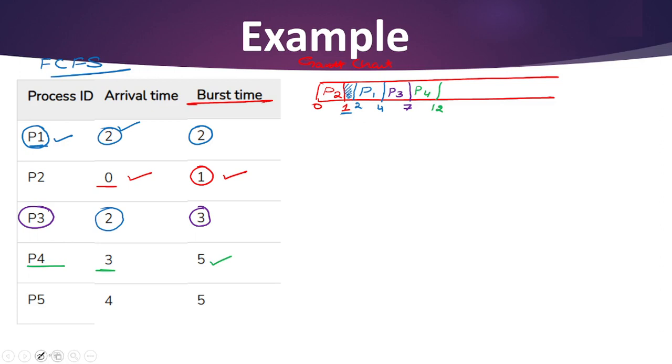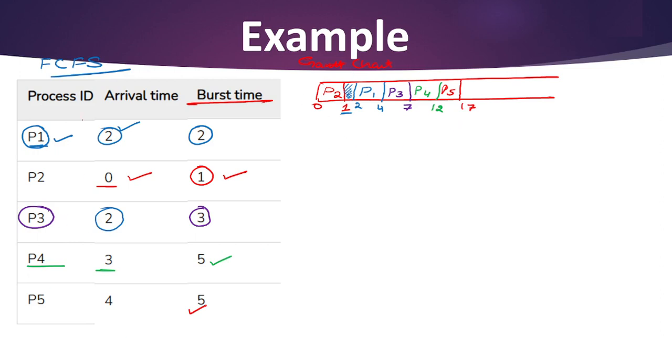And at last, we need to use process P5. So process P5 needs CPU for 5 seconds. So it means 17. Okay, so this is how our Gantt chart will look.